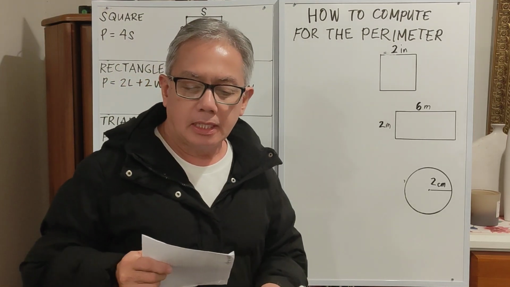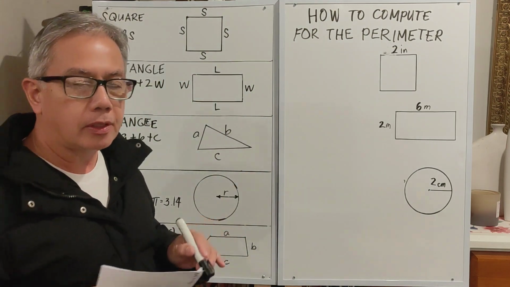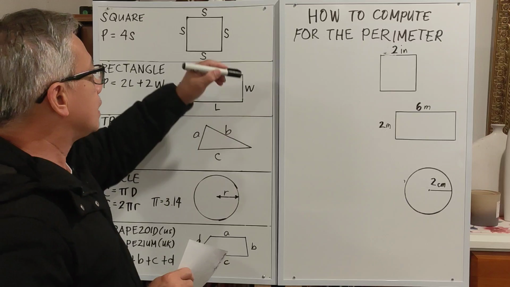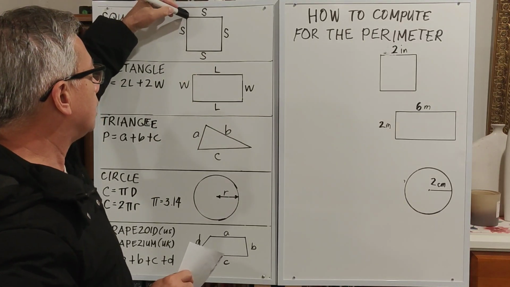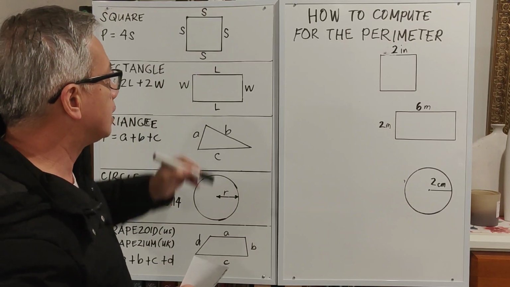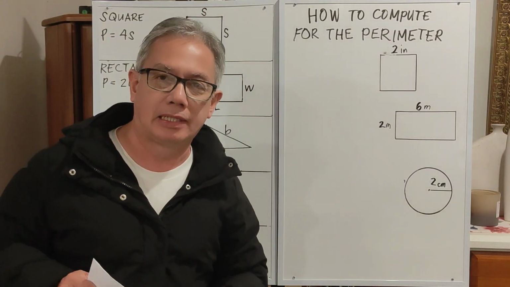The perimeter is the total length of the border of certain shapes. For example, we have a square. We just take the length of this side and add it to the length of this side, and then add the length of this side and the length of that side, and we have the perimeter.